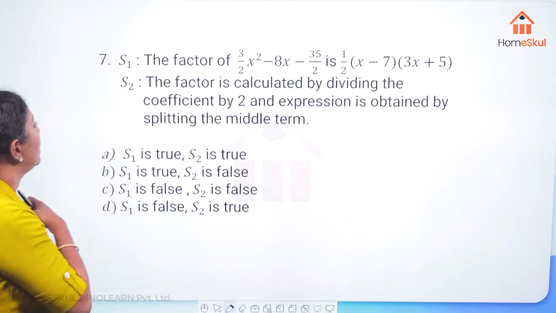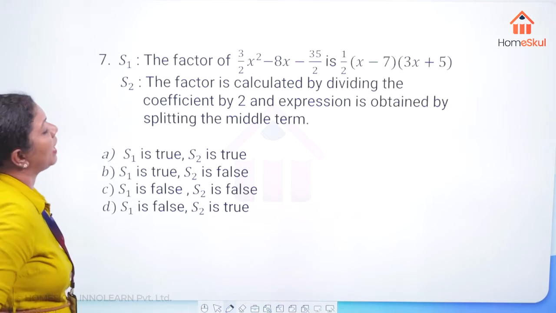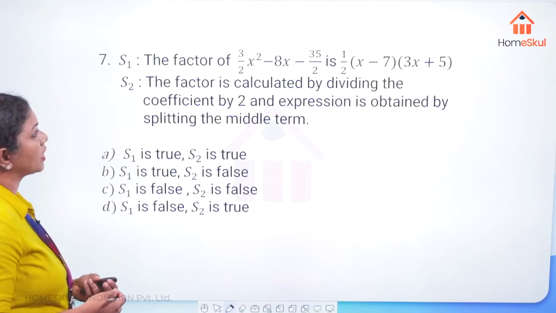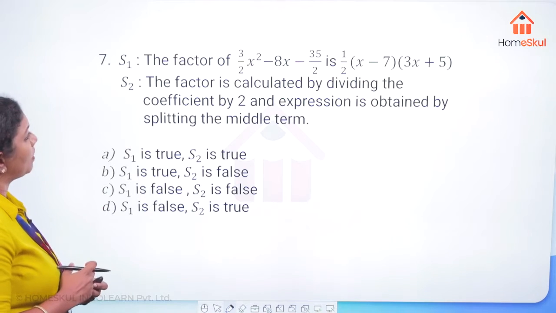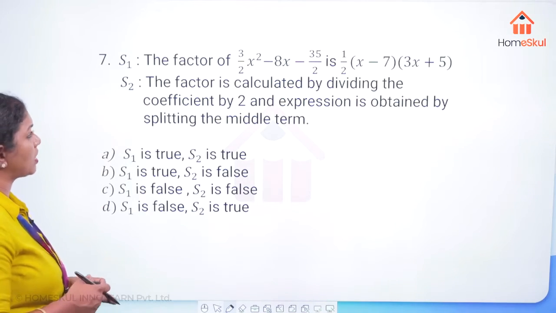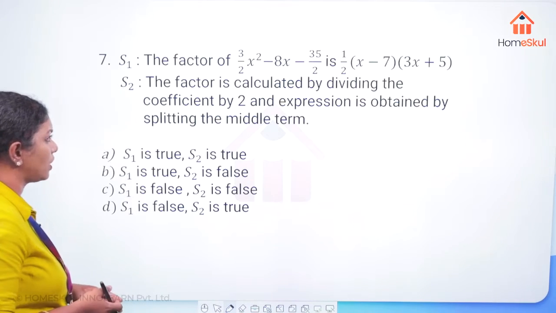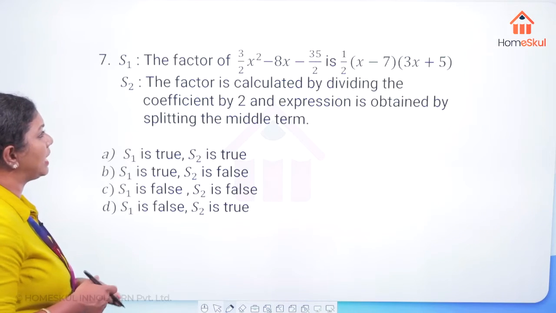Next. S1: the factor of the quadratic polynomial 3 by 2 x square minus 8x minus 35 by 2 is 1 by 2 into x minus 7 into 3x plus 5. S2: the factor is calculated by dividing the coefficient by 2, and the expression is obtained by splitting the middle term.